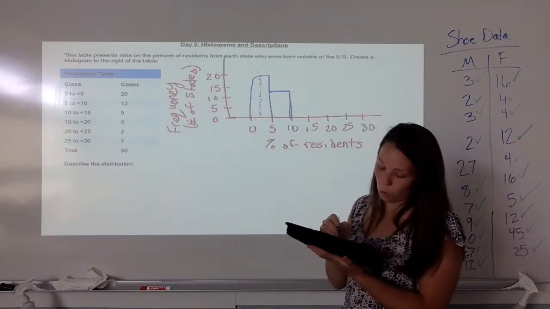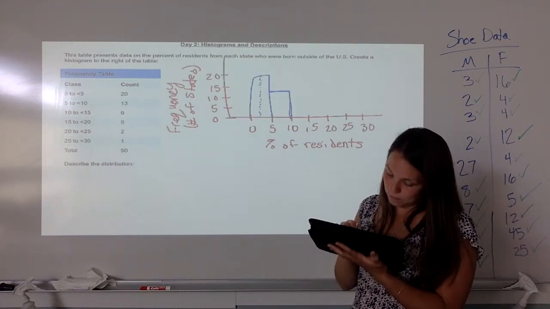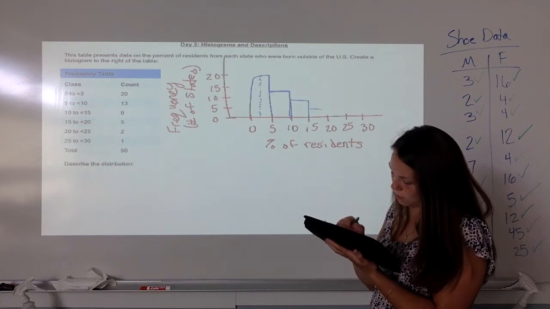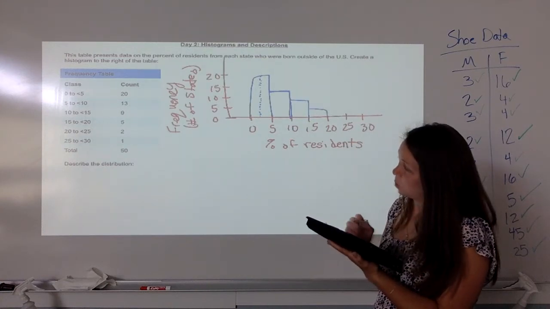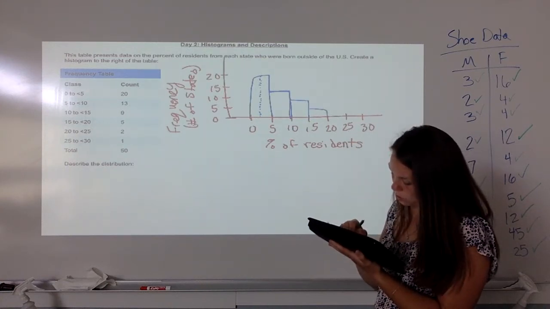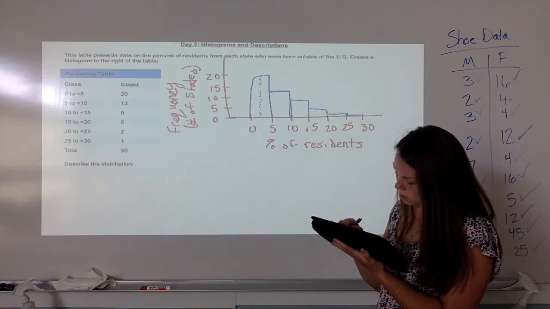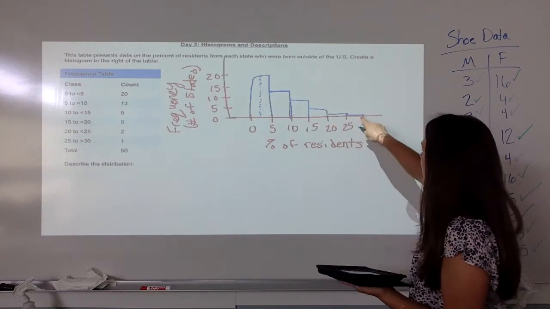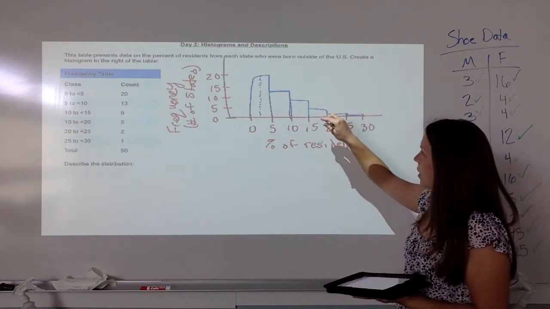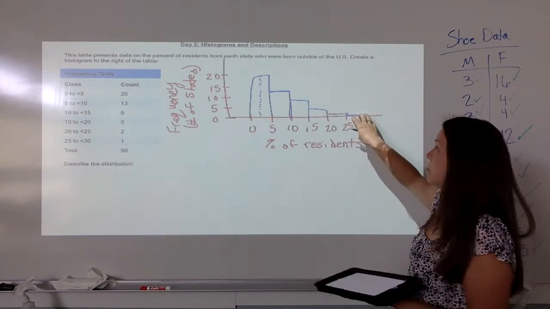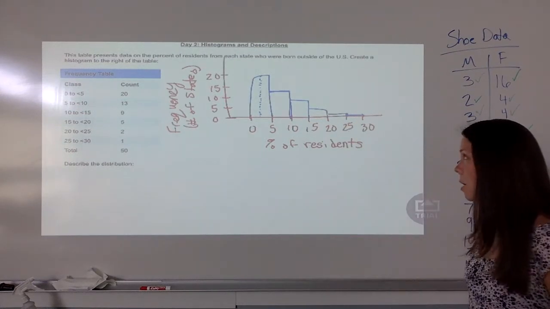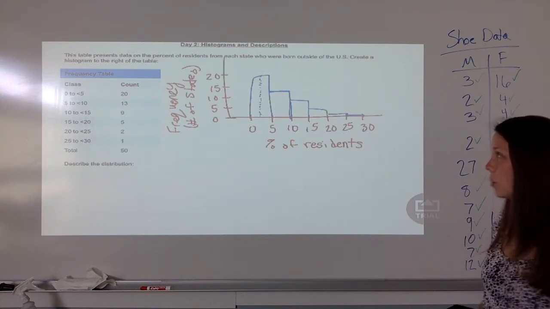From 10 to 15, we're at 9. 15 to 20, we're at 5. 20 to 25, we're at 2. And then 1. So you can see it's pretty close to the line, so you might have a slightly different scale to make the bars over on this side a little bit easier to graph, but this is what our bar graph would look like, or our histogram would look like.